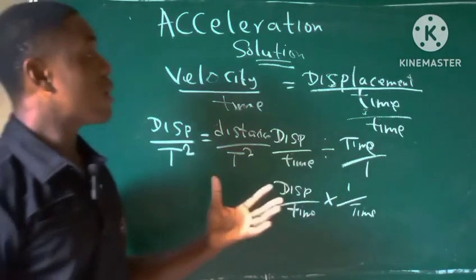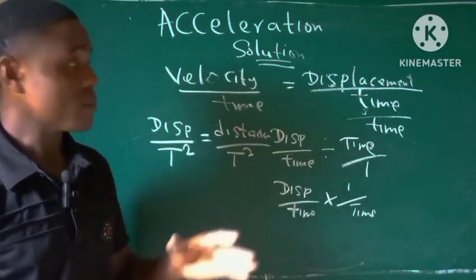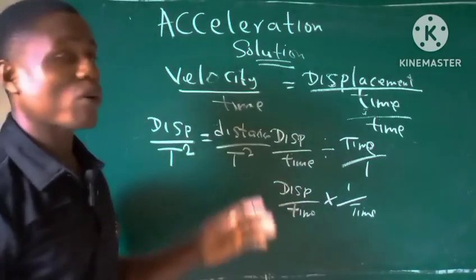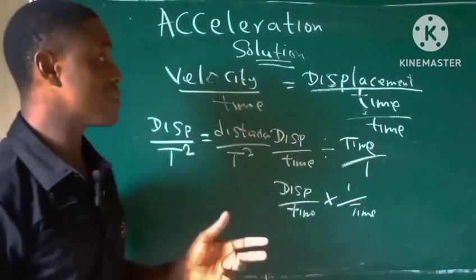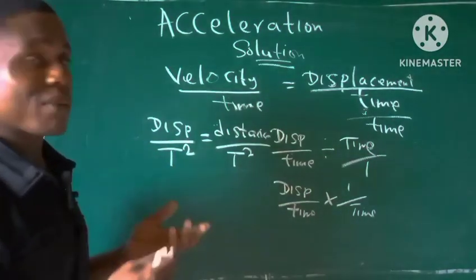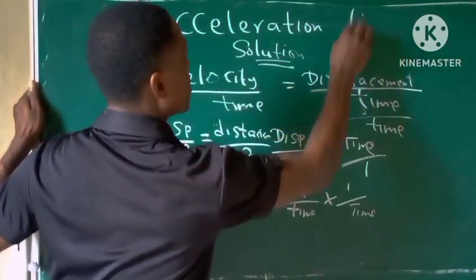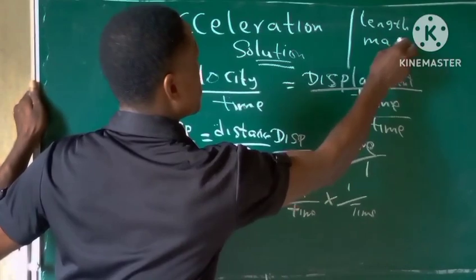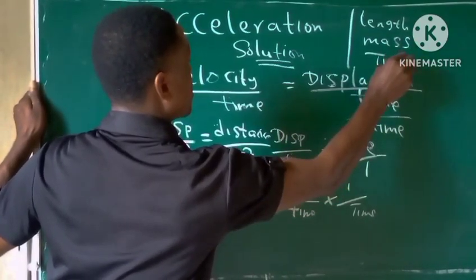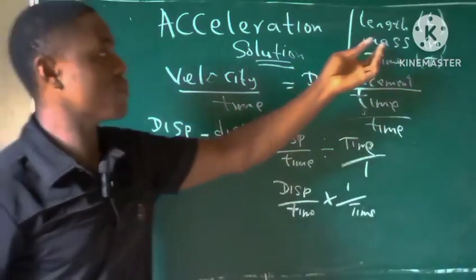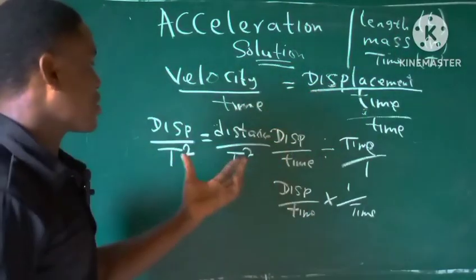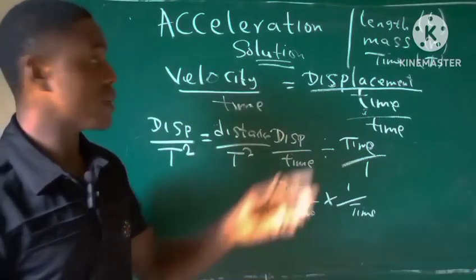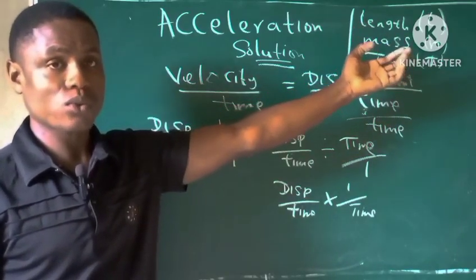Okay, so when we are calculating for dimension, there is a rule. There are only 3 approved physical quantities used in writing down the dimension of every quantity in physics. Those approved 3 quantities are length, mass, and time. So these are the approved 3 physical quantities used in writing down the dimension of all quantities in physics. Are you getting it?